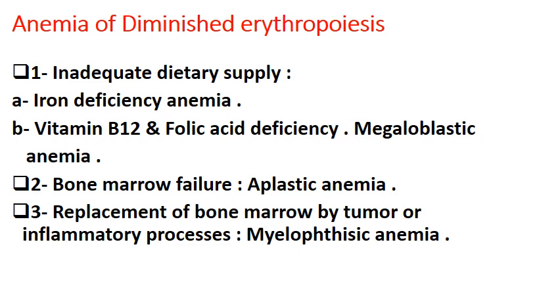Bone marrow failure, as in aplastic anemia, is also included in this category, as is replacement of the bone marrow by tumor, an inflammatory process, or a granulomatous lesion, as in myelophthisic anemia.